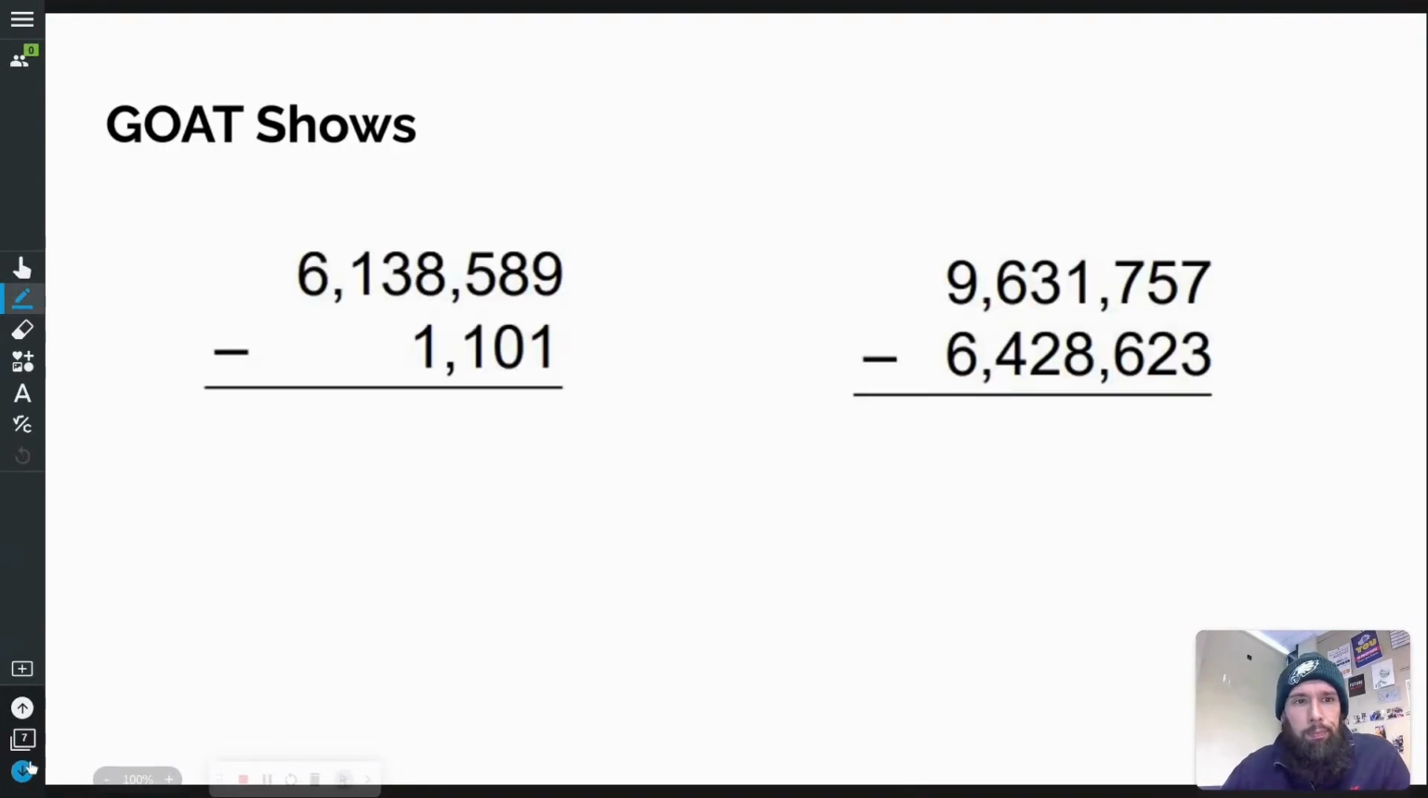Trust me. Oh. Something in the millions minus something in the thousands. It's going to be good. Go all the way from the right. 9 minus 1 is 8. 8 minus 0 is 8. No borrowing. 5 minus 1 is 4.